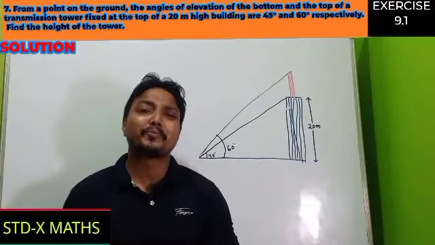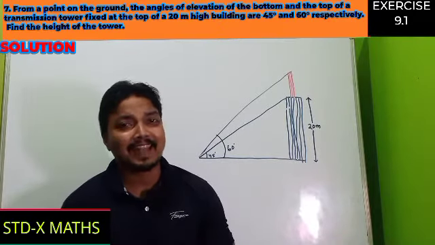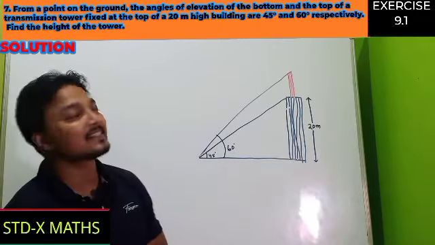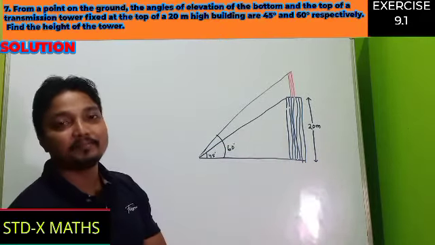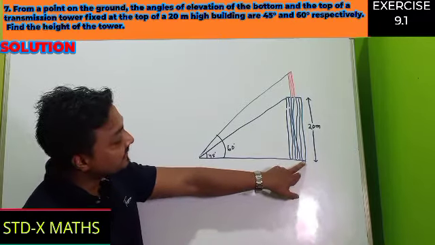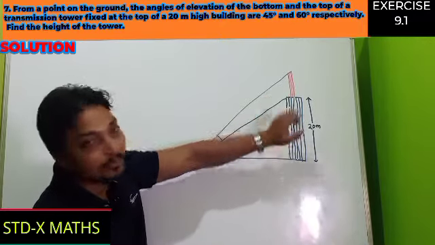Welcome everyone to question number 7 of exercise 9.1. In this question, a building is given. The building height is 20 meters.